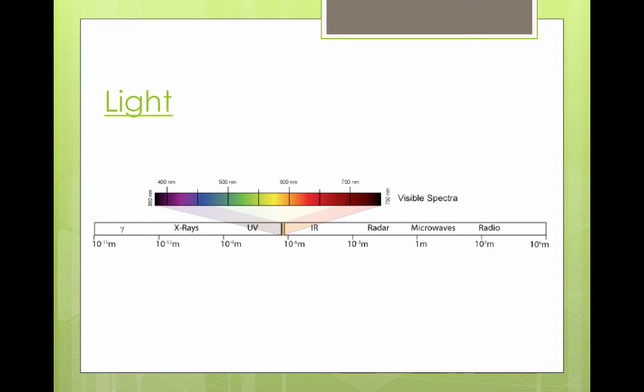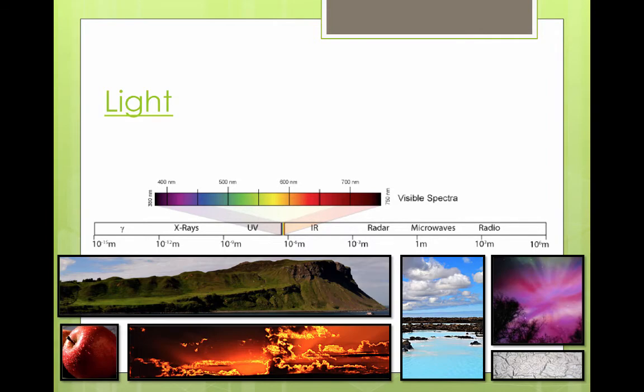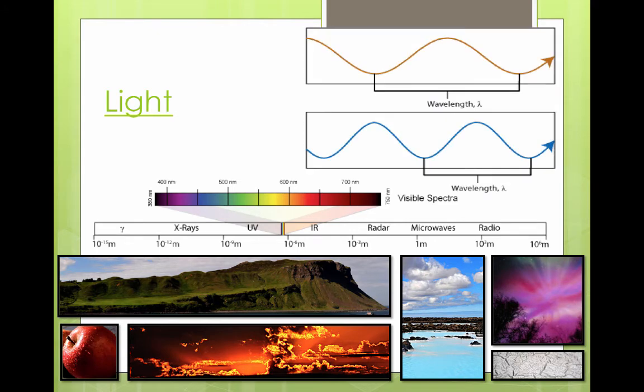Let's do a quick review of light and its basic wave nature. The light that we see is part of the electromagnetic spectrum, a very small part, but all of the visible light, all the colors that we see, are a result of this light. And the longer the wavelength, the more red the color, and the shorter the wavelength, the more blue or violet the color.